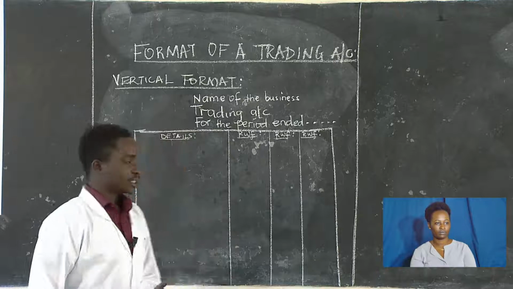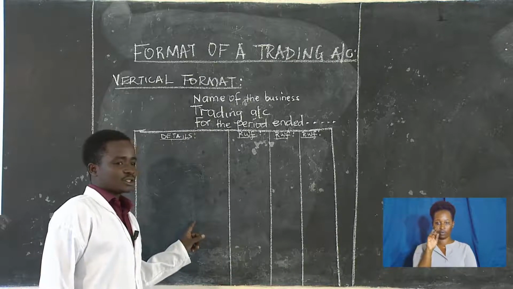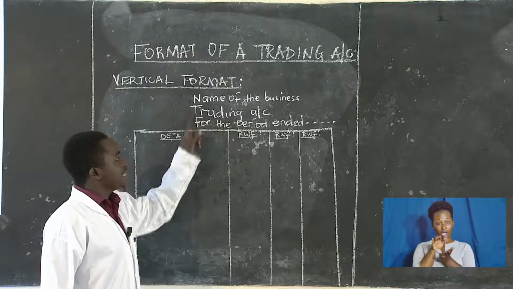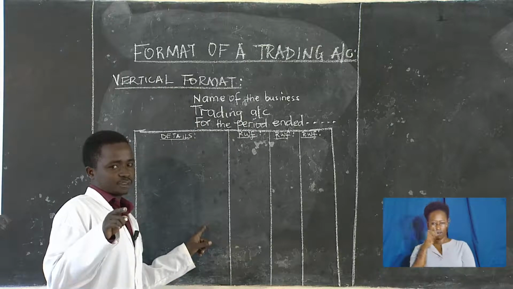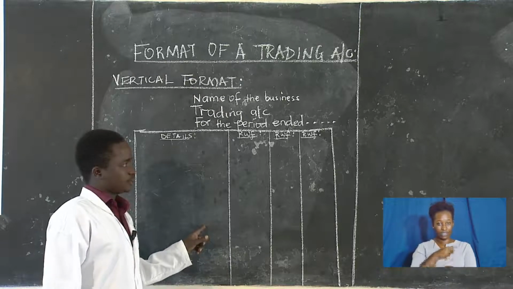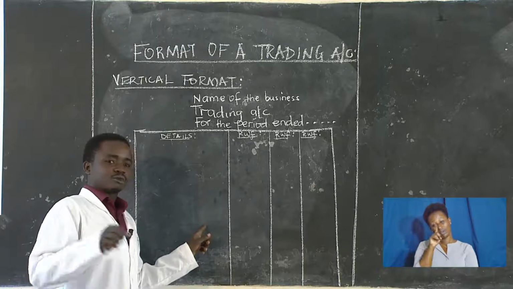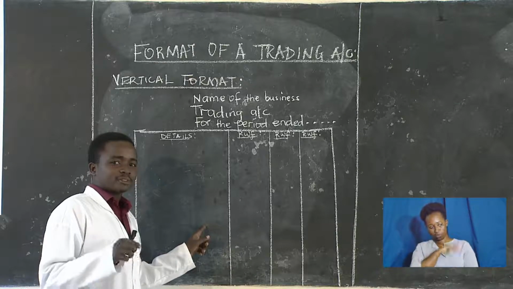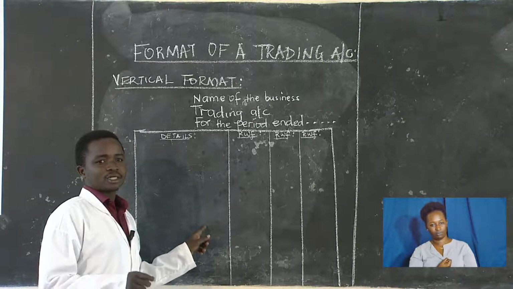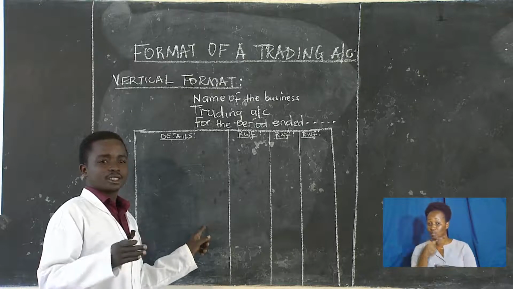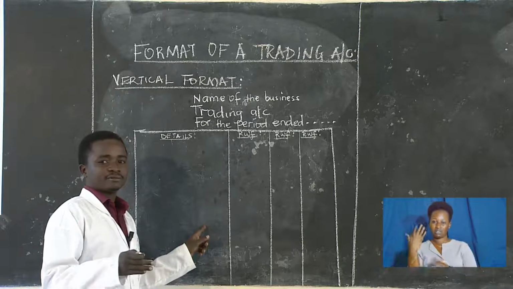So from there, we said that one of the components of the trading account is gross profit. So our major aim of preparing this is to ascertain whether the business has made a gross profit or a gross loss. And you must know, if you have to find out the gross profit, what are you supposed to have? Who can answer me? How can you know that you have made a gross profit or a gross loss? What are you supposed to have?